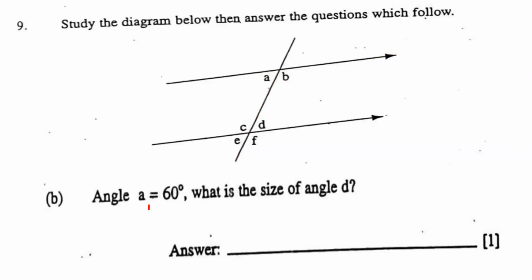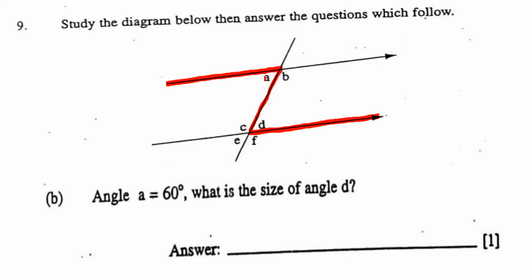The next one says angle A is 60 degrees. So here is angle A. What is the size of angle D? Notice that here is angle D. So angle A is up here, and angle D is here. We know for sure that angle A is 60. So what is the size of angle D?